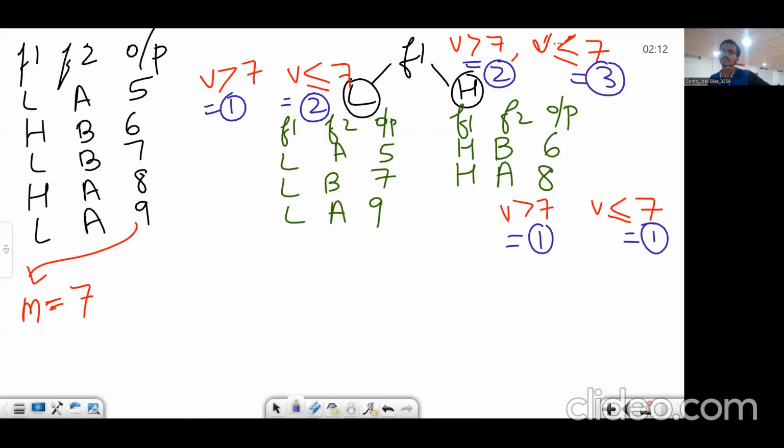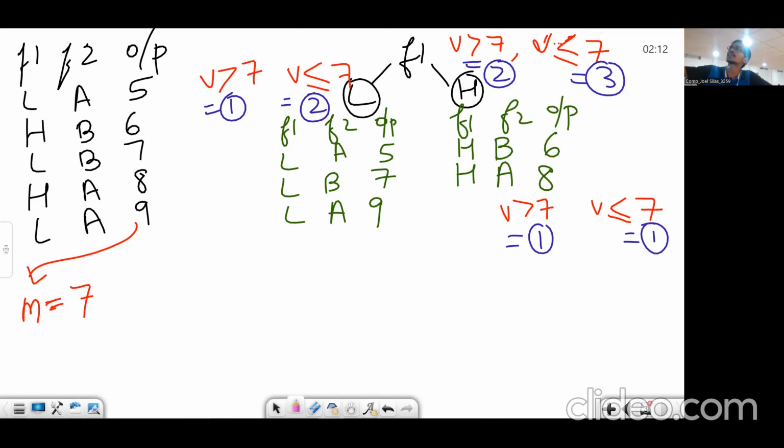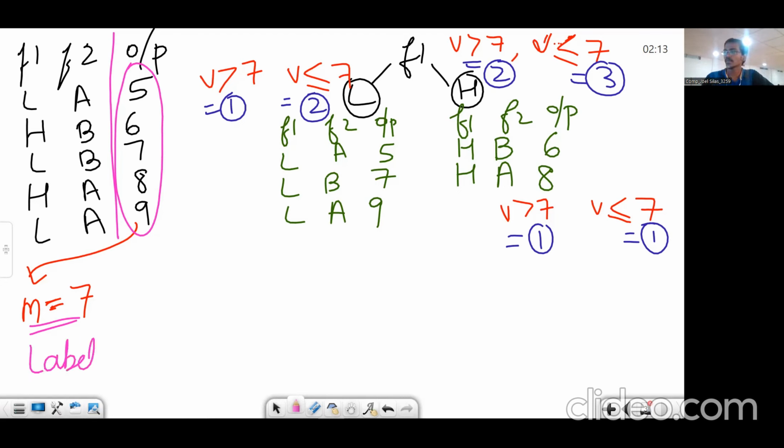So I've rewritten things a little clearer. What we did in the first step was we took the data set in which features are numerical and categorical, and the label is numerical. We found the mean of all the numbers in the output. The mean came out to be 7. So we considered the labels as values less than 7 and values greater than or equal to 7. We have written those labels over here.